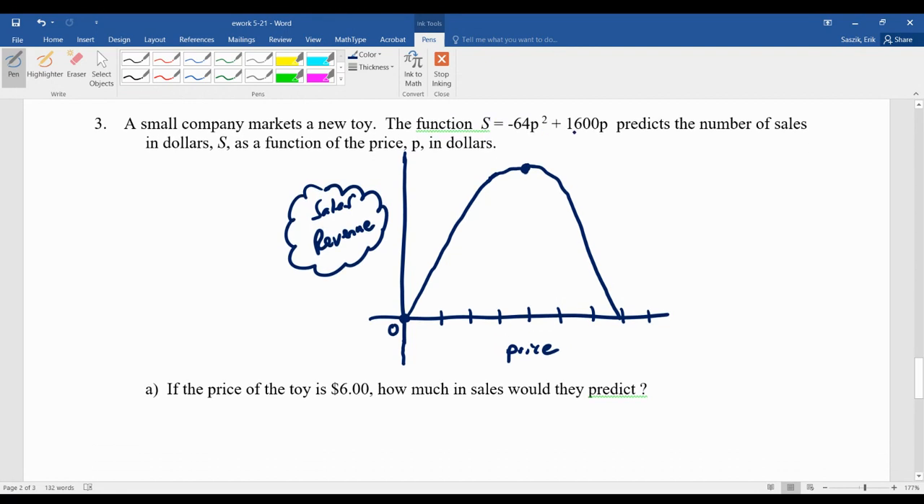Anyway, let's start looking at the questions for this particular problem. So remember, S is sales, P is price. If the price is 6, how much in sales would they predict? Well, I hope that's easy. I just have to plug in, right? S would equal negative 64. Change the P with a 6.